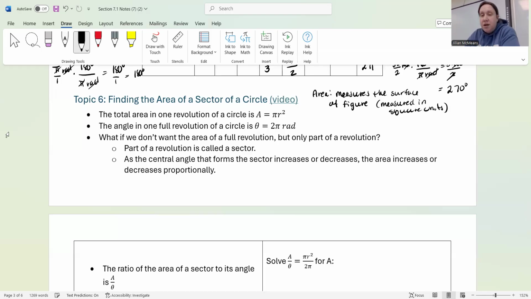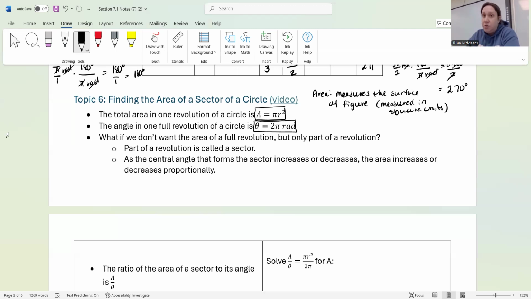So if you're looking at the area of one full revolution, one circle, we just get area equals pi times the radius squared. Now, we already know that in radians, one full revolution of a circle is an angle of 2 pi radians. So theta is 2 pi radians. What if we're only interested in part of a revolution?